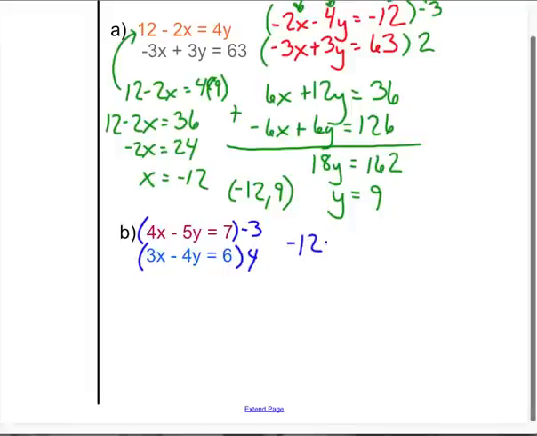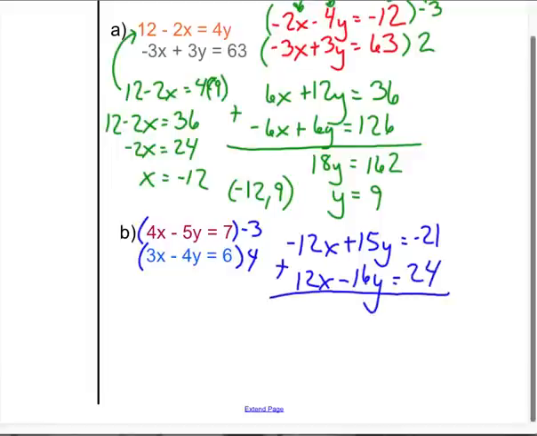Distributing in my first equation and my second equation, adding my two equations together, negative 12x plus 12x cancels, 15y minus 16y is negative y, negative 21 plus 24 is 3, dividing by a negative 1, I solve for y.